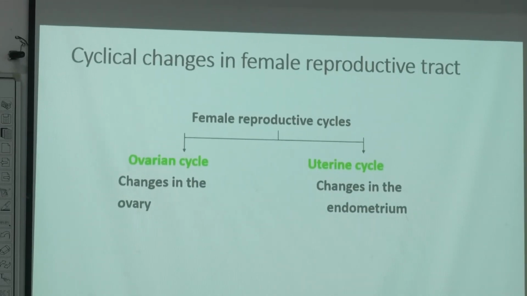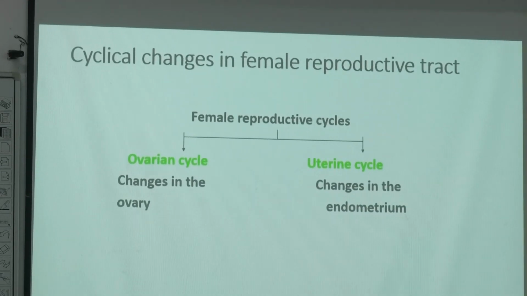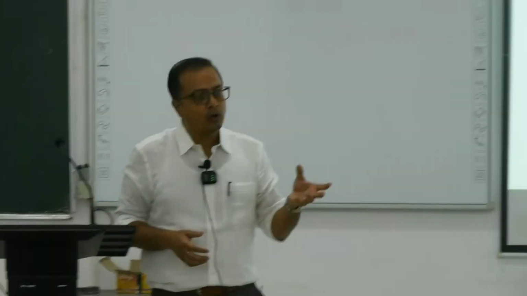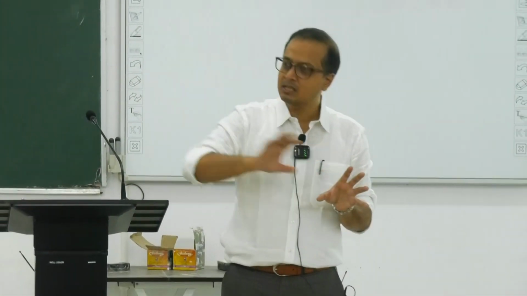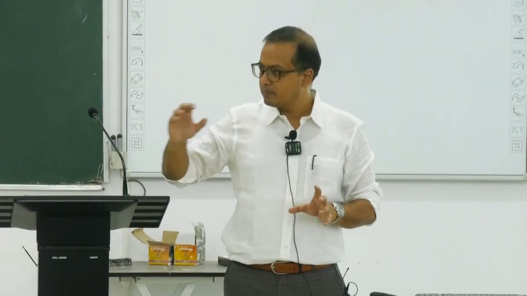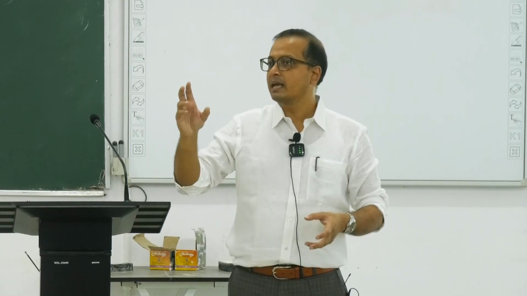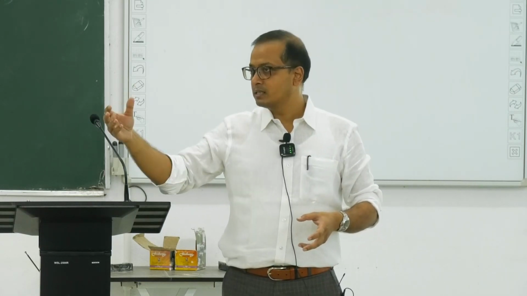Now in a female subject, there are two kinds of cycles that run simultaneously. One cycle takes place in the ovary. We call it the ovarian cycle. That means some sequence of events takes place in a cyclical manner. That means it comes, ends, and again it begins. That's why we call it a cycle. A change taking place in the ovary, we call the ovarian cycle.